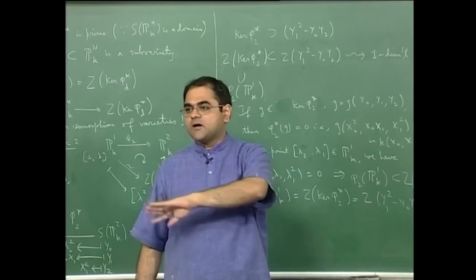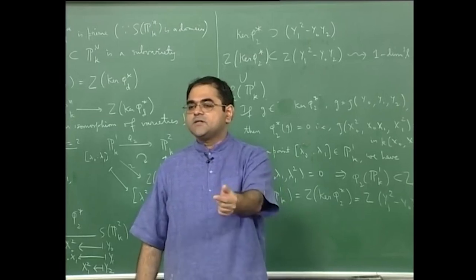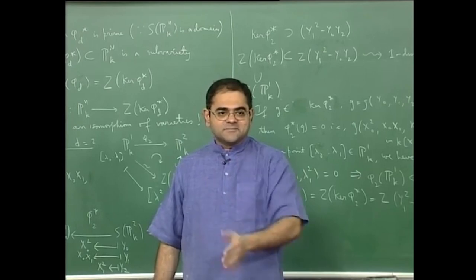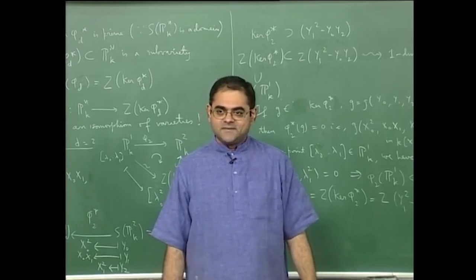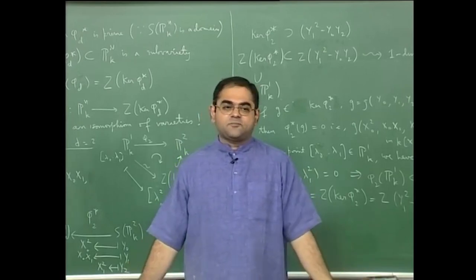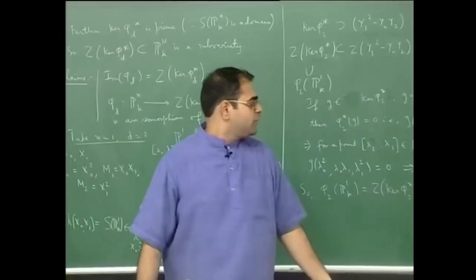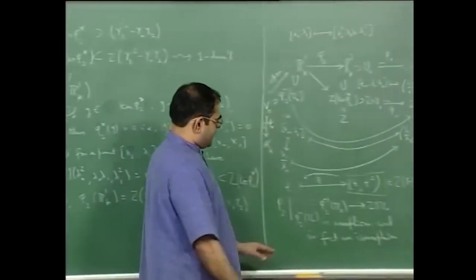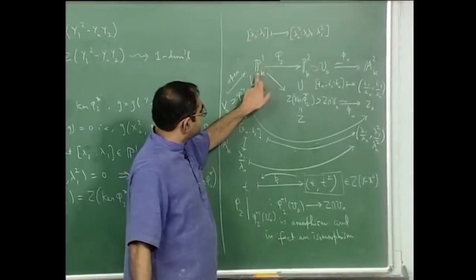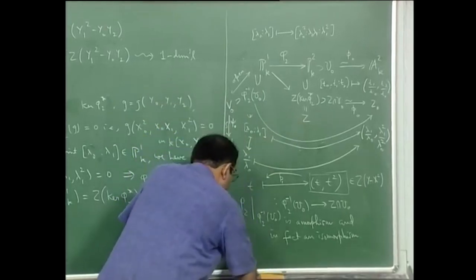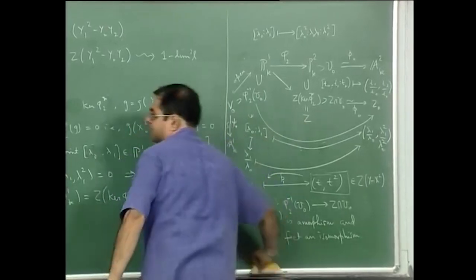U0, U1, U2 form a cover of P2, and what you have done is you have checked that a morphism is an isomorphism on a cover, and therefore it is an isomorphism because the property of being an isomorphism is a local property. Okay, so what this will tell you is that phi 2 is actually an isomorphism of P1 onto Z. Okay, so let me write that here.